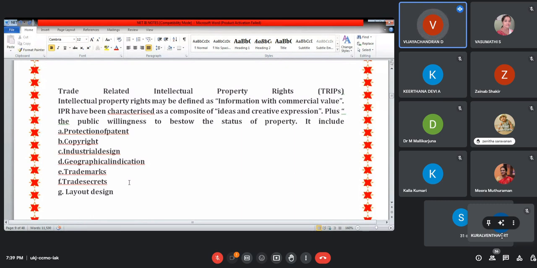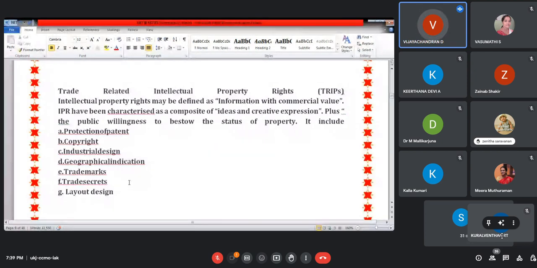Any trade involving service will come under the umbrella of GATS. If anything comes under foreign direct investment, that will come under the TRIMS. Intellectual property rights come under the purview of TRIPS.